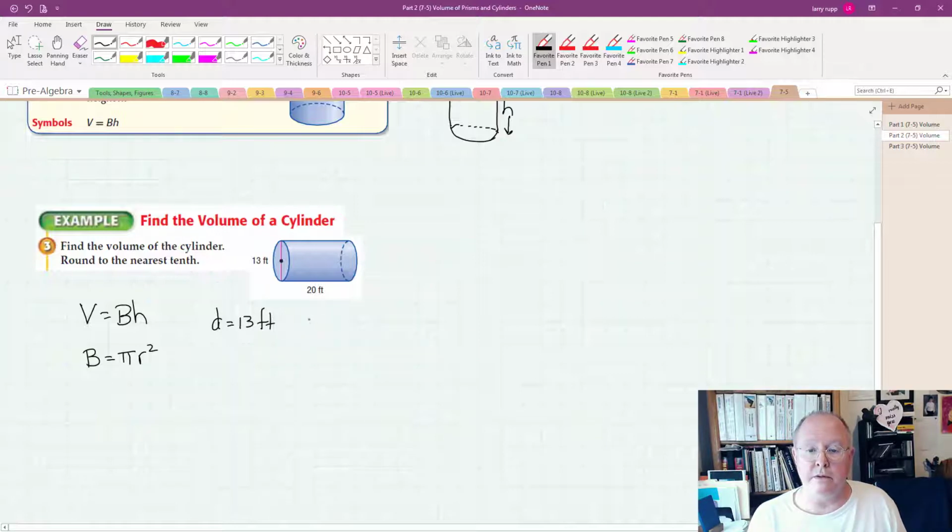Well, a diameter is 2 radii, okay? It's 2 radiuses put together. So if we want to find the radius, we take half of the diameter, okay? So the radius is equal to 1/2 times 13 feet, or 6.5 feet. That's the radius. So we come back over here and we plug in pi times 6.5 quantity squared.